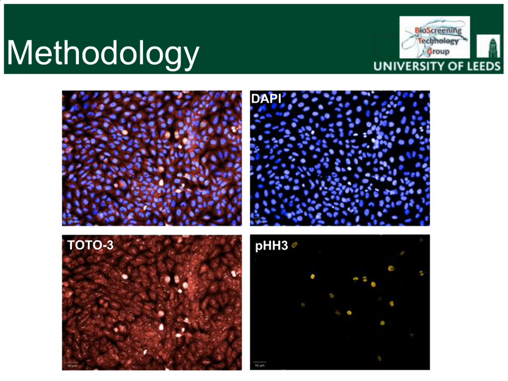This slide shows a sample image from a single field of view of a vehicle-treated well. The top left image shows all 3 channels together and then separated into the blue channel, top right, showing DAPI staining, the far red channel, bottom left, showing TOTO3 iodide staining, and the red channel, in this case with yellow false color to distinguish it from the far red channel, showing phospho-histone H3 staining.